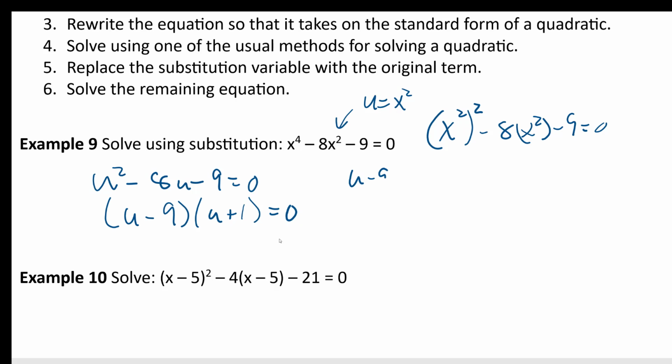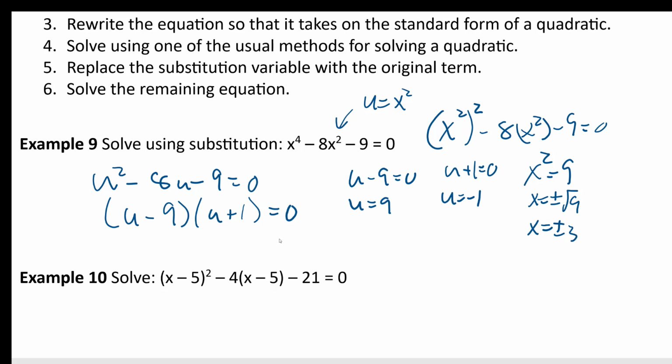So u minus 9 equals 0 means u equals 9. U plus 1 equals 0 means u equals negative 1. So the question, what was u? U was x squared. So x squared equals 9. Means x would be plus or minus the square root of 9. So x is plus or minus 3.